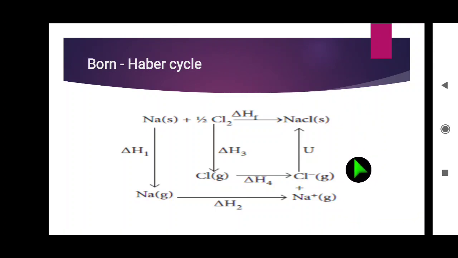The lattice energy we can calculate by using the Born Haber cycle. If you want to calculate the lattice energy, we should know the delta H1, delta H2, delta H3 and delta H4 values. Then only can we calculate lattice energy. Delta HF, the heat of formation, we should also know. Now let us discuss the lattice energy calculation of sodium chloride using the Born Haber cycle.